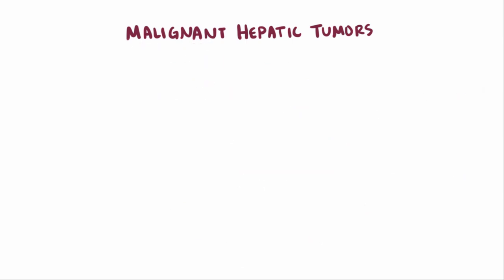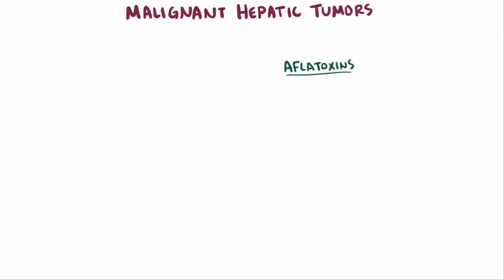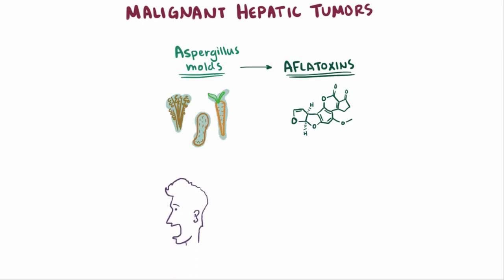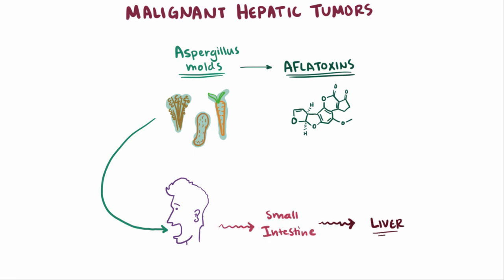One interesting risk factor, though, is exposure to aflatoxins. Aflatoxins are highly toxic chemicals produced by certain aspergillus molds that can be found in certain foods when they start to decay, like grains, peanuts, and vegetables. As foods that have this type of mold are eaten, aflatoxins are also eaten, and then they're absorbed in the small intestine and sent to the liver for metabolizing.